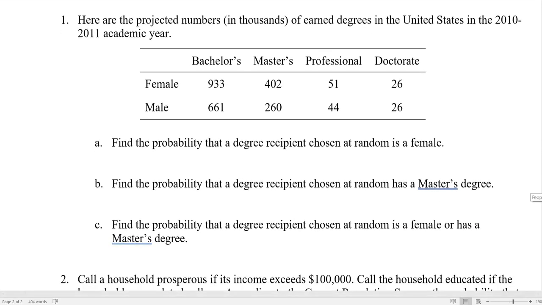Here are some projected numbers in thousands of earned degrees in the United States in the 2010-11 academic year. Find the probability a degree recipient chosen at random is a female. Go through. You need to be able to total these up. Okay, so the total females, that looks like it's what?